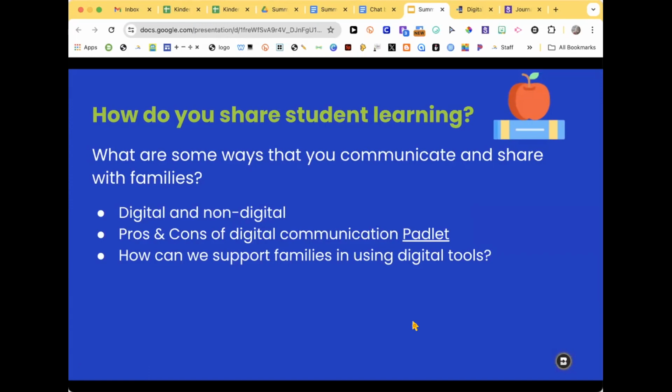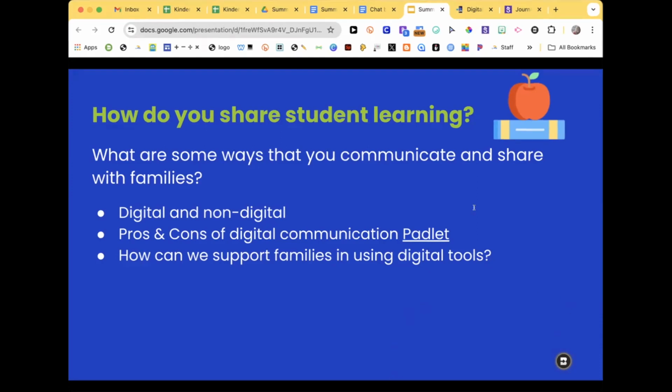So before we kind of dig in, we want to know what some of the ways that you communicate and share with families are. You can unmute and just share out. If you want to put it in the chat, go ahead and put it in the chat. But some ways that you communicate and share with families, this could be digital or non-digital. So it doesn't have to be digital ways.